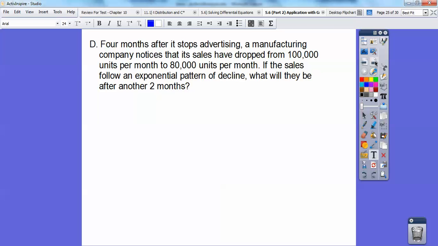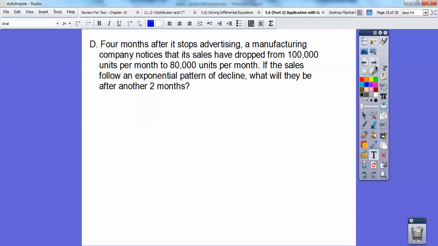Okay, so here's another example. 4 months after it stops advertising, a manufacturing company notices that its sales have dropped from 100,000 units per month to 80,000 units per month. If the sales follow an exponential pattern, so that tells me to use my formula, y equals ce to the kt power. Exponential pattern of decline, what will they be after another 2 months?